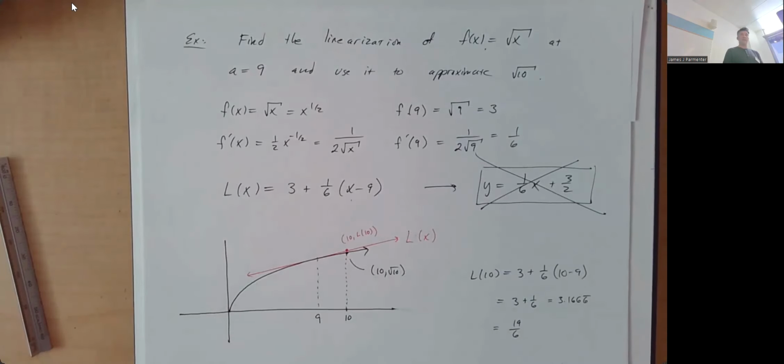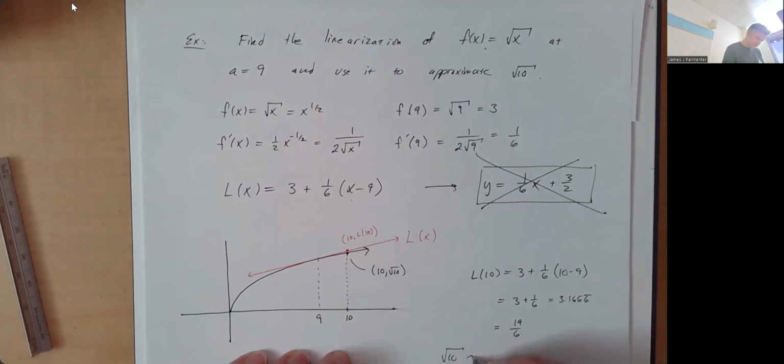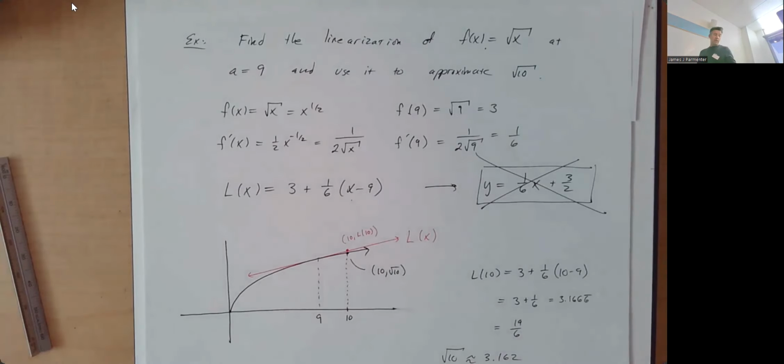And the reason I want to write it as a decimal is because I should have done this ahead of time. If you look at what the square root of 10 is, like if you use a calculator and find the square root of 10, it's going to be 3.162 approximately. So the point here is that the linearization giving us an estimate of 3 and 1/6, or 3.16 forever, is a pretty good estimate of the actual square root of 10. So that's why you might do something like this.